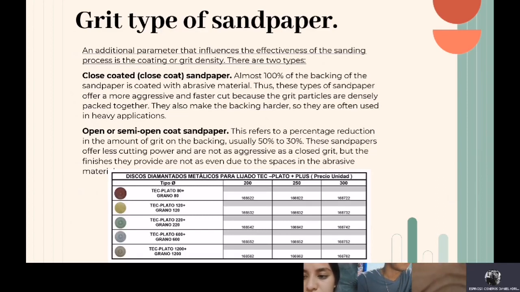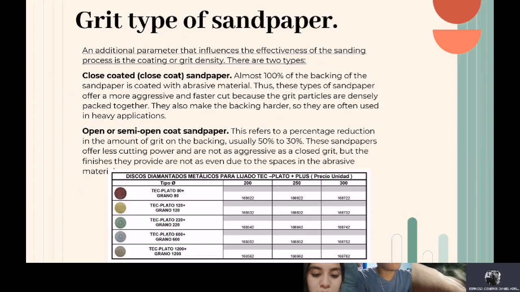An additional parameter that influences the effectiveness of the sanding process is the coating of the grit density. There are two types. Closed coat sandpaper: almost 100% of the backing of the sandpaper is coated with abrasive material. This type of sandpaper offers a more aggressive and faster cut because the grit particles are densely packed together. They also clog faster, so they are often used in heavy applications.